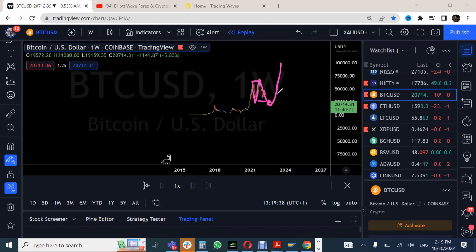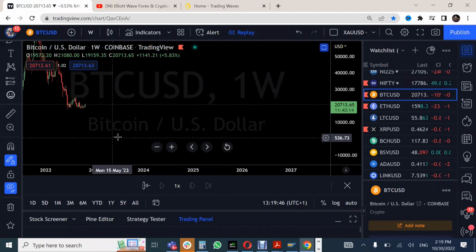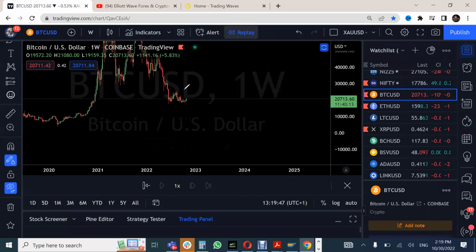Okay, if you enter here, we can even see 100,000, but only if this level here is cleared and the structure here is invalidated. This regular flat must be invalidated. Okay, we know the invalidation area, so we will know when that is played out.